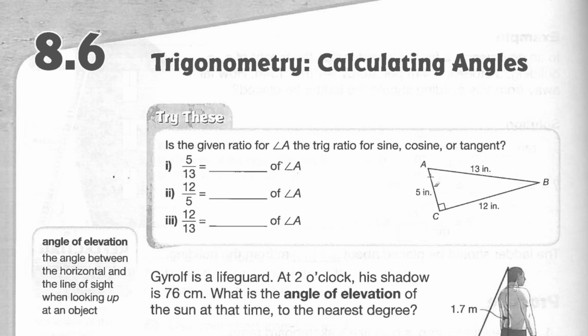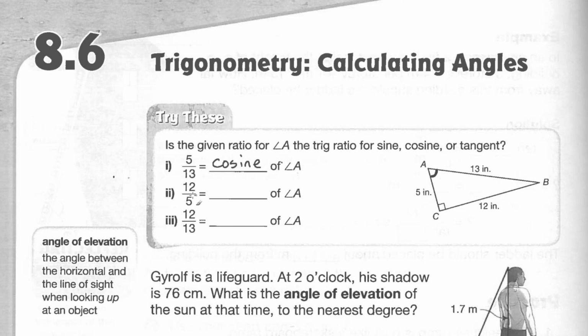So I'll first start off with my angle. Okay, so 5 divided by 13. 13 is my longest, so that's my hypotenuse. 5 is the side that is adjacent to angle A. That's not my hypotenuse. So I have adjacent over my hypotenuse. That is the cosine. So 5 over 13 is the cosine ratio of A.